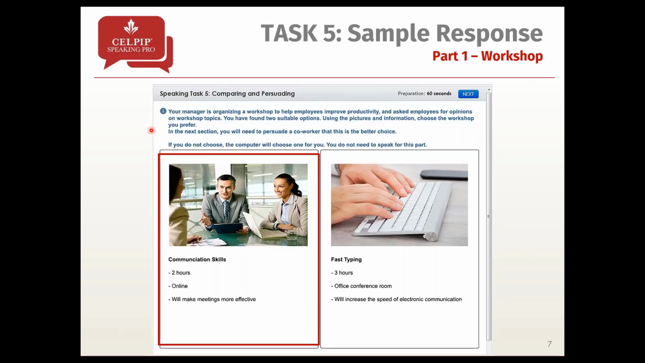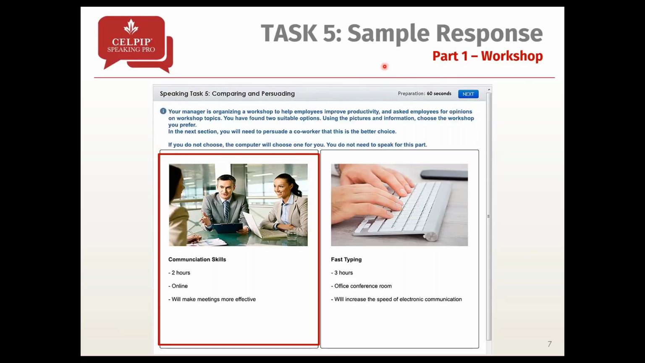Now, the next sentence says, in the next section, you will need to persuade a coworker that this is the better choice. And then finally, just above the pictures, if you do not choose, the computer will choose one for you. You do not need to speak for this part. Okay, so be aware that you have 60 seconds here.